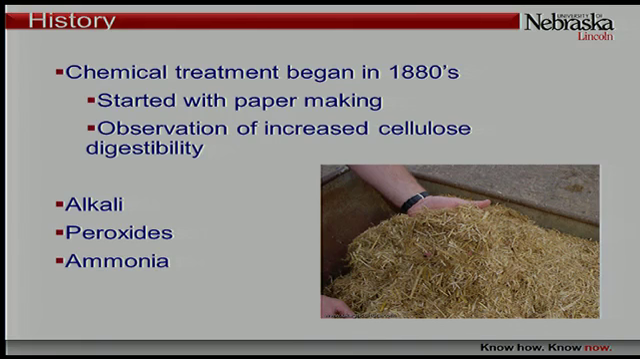For a brief history of this, the chemical treatment actually began in the 1880s. What it started as is the pulping process to make paper. And what they noticed is some of those reagents that they were using to produce the paper were increasing the digestibility of the cellulose of those high lignin content fibers. And so there's been several different types of chemical treatments that have been evaluated. Alkaline treatments would be your strong bases, some peroxides, and something that maybe several of you in the audience are more familiar with is ammonia treatment of these residues.